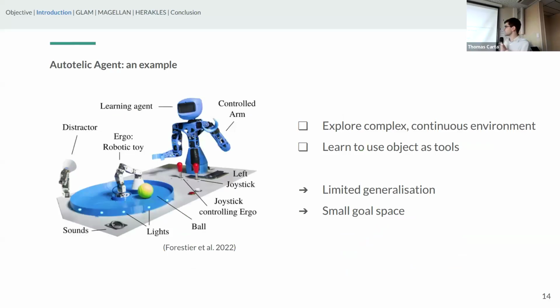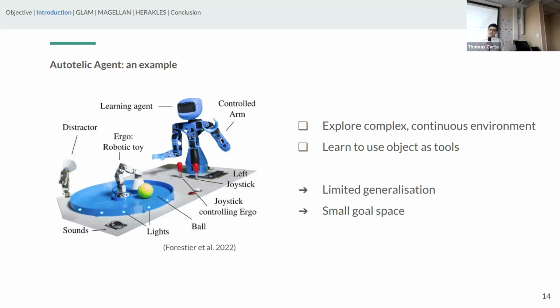So an excellent application of the usage of learning progress for autotelic selection of goals is the work from Forestier and collaborators, in which a robot, a blue robot here, can control a contraption through its arms. So it can move its arms and move a joystick that moves a little robotic toy, and the robotic toy can move a ball, and the ball rolling generates some sounds, and there are also some lights, and there is a distractor, a little robot that is not controlled by the joysticks.